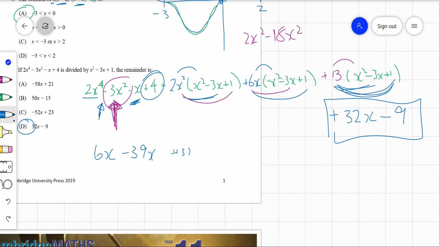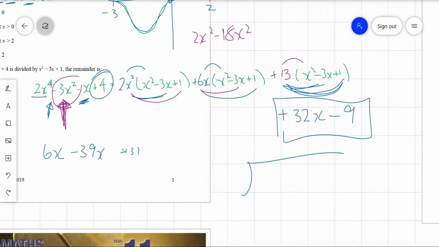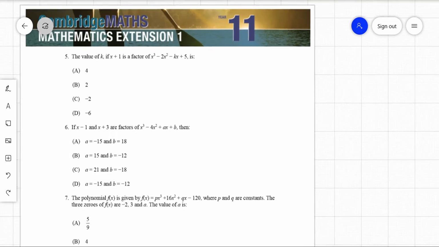So you can do it that way, or you can do a polynomial division like that, whichever way you're comfortable with. All right, so going over to question 5.